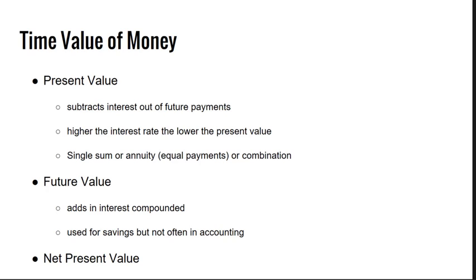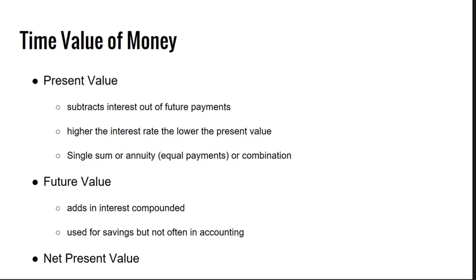You need to discern whether it is a single sum or an annuity. An annuity is equal payments, equal time. A single sum is one time. You will treat them differently in your calculations, depending on whether they're equal payments or a single sum. We will see an example of a combination of those.